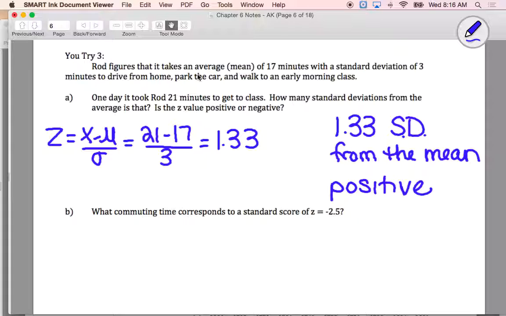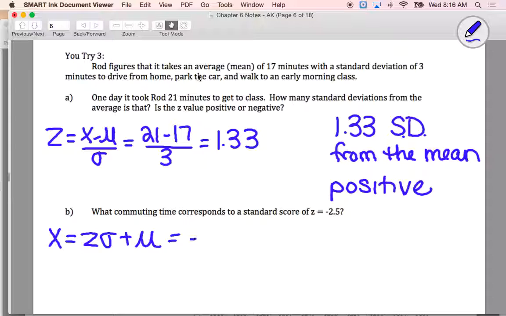Now for part B. If you tried this, good. If not, it's okay. We're going to go through this. They want to know what commuting time corresponds to a standard score of z equals negative 2.5. So they are saying, what does x equal? Whenever they give you z equals, you have to turn around and find the x. So that was the formula from the front page also. So x equals z times sigma plus our mu. So you're plugging everything in.